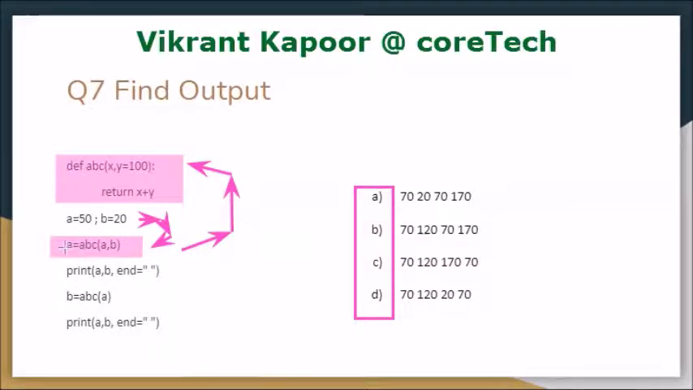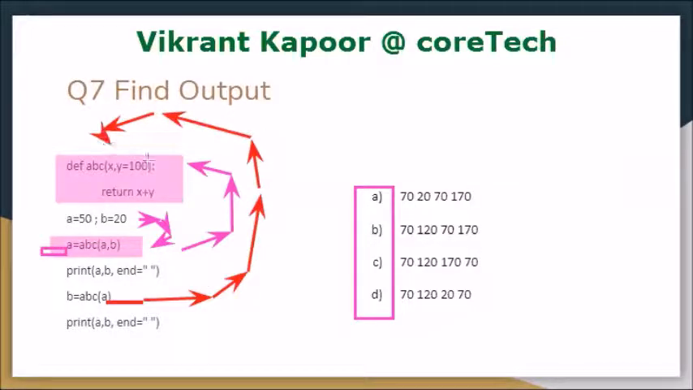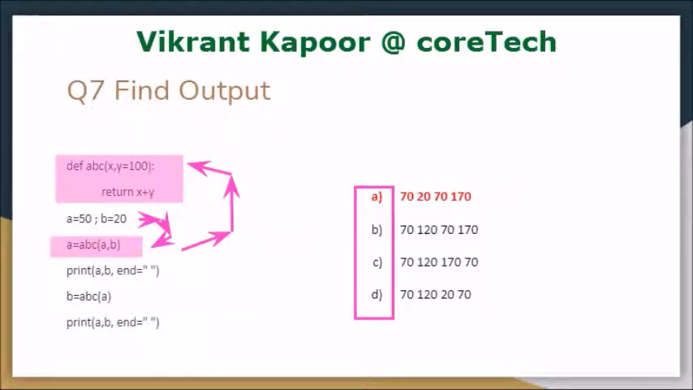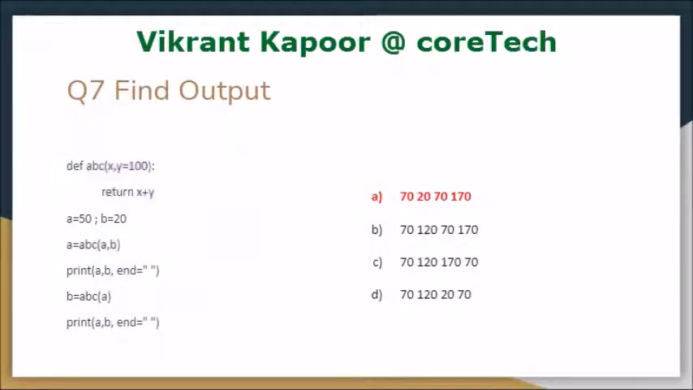Now let's look for the second calling. So at this place, the value of A is getting changed. It is having 70. So at the second call, when I'm going to call the function, this will go with 70 and will utilize this 100. So after the addition, we'll find that the correct answer will be 20 at the first place, 70 at the second place, followed by 170 at the end. Let's go for the next question now.